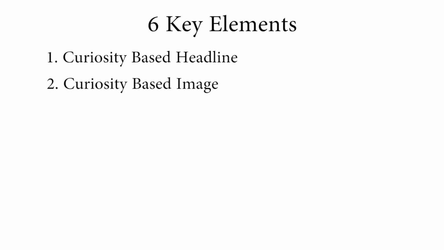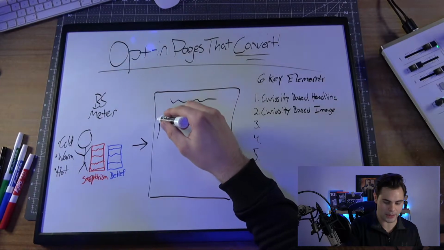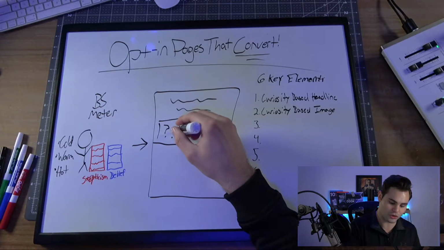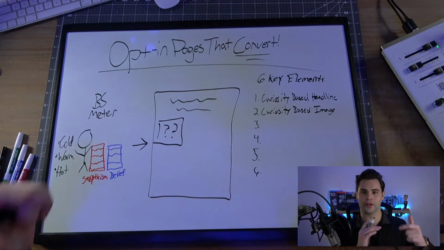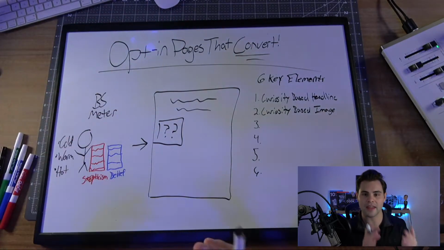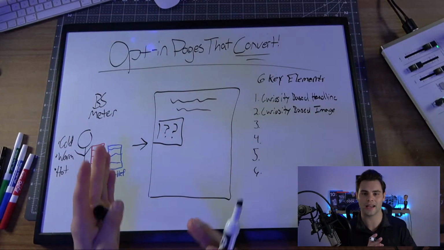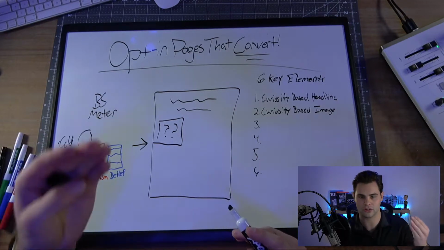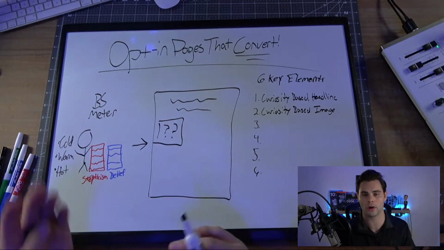Now, the second key element you need to have on your opt-in page is a curiosity-based image. Okay, so the curiosity-based image, we'll put that right there. It needs to actually make them super curious. It needs to not really align with the headline that much. So you're saying one thing in your headline, and if the image matches the headline and everything is perfect, then people are going to think that they know the answer to the question, right? And they're not going to want to go any further with you.